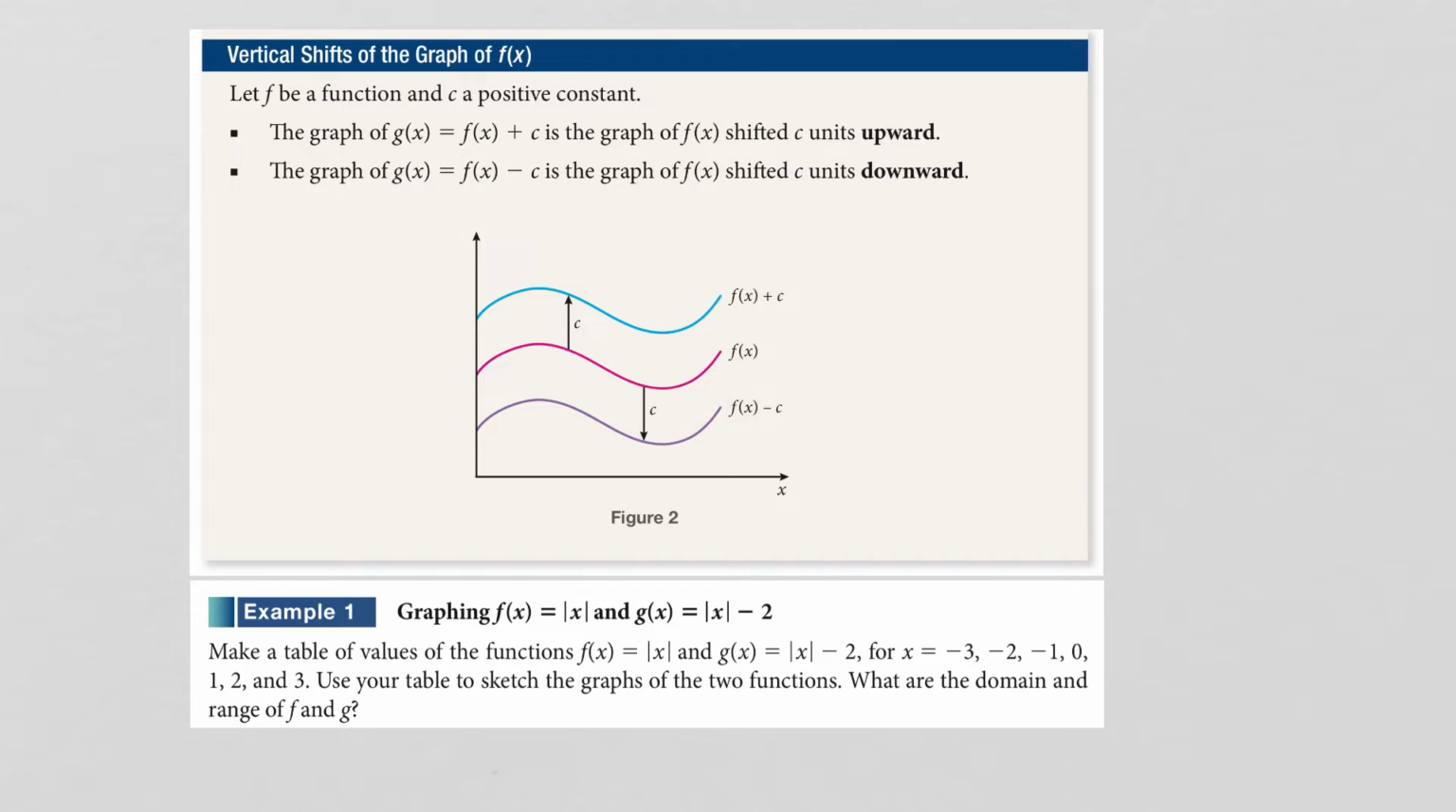So as a summary here, if we know what the graph of f of x looks like, the graph of g of x, defined to be f of x plus c, is simply the graph of f of x, but shifted c units upward. And the graph of g of x, defined by f of x minus c, is the graph of f of x, but shifted c units downward. Let's take a look at an example.